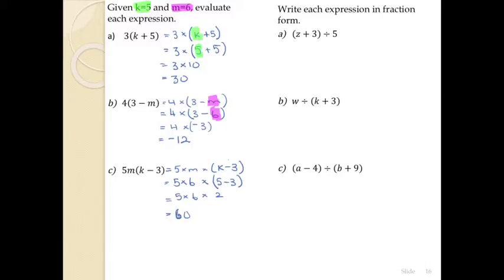The other way that we could have done that was, if I'd have thought about it in a different order, we know that 5 times 2 is 10, and then 10 times 6 is 60. That was just a little bit messy.